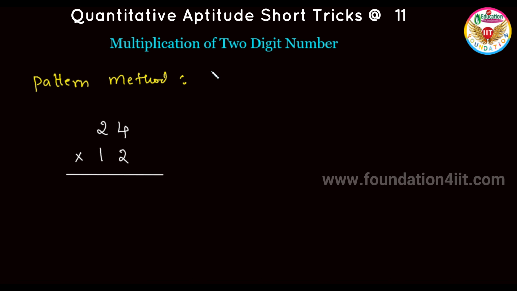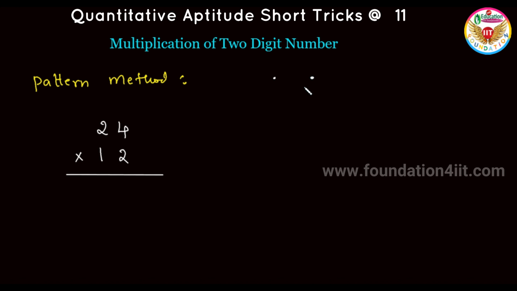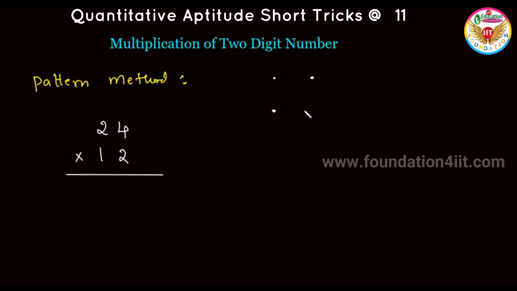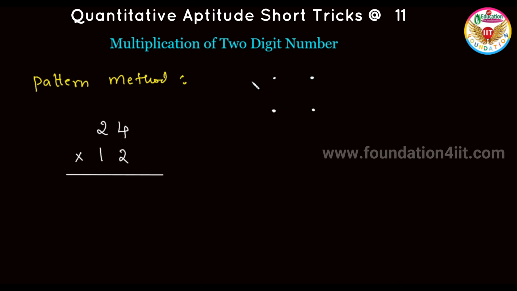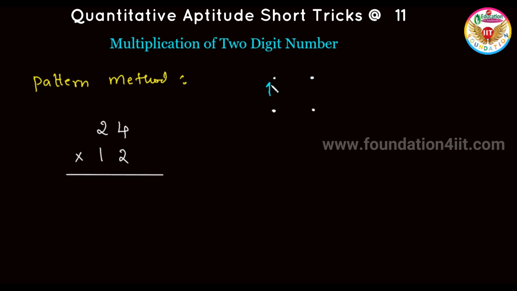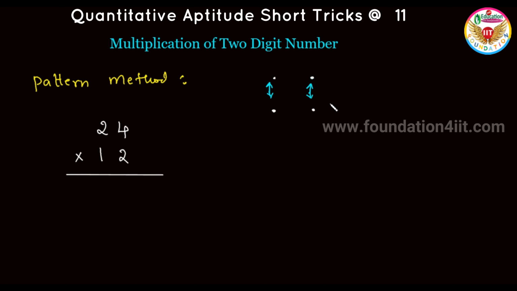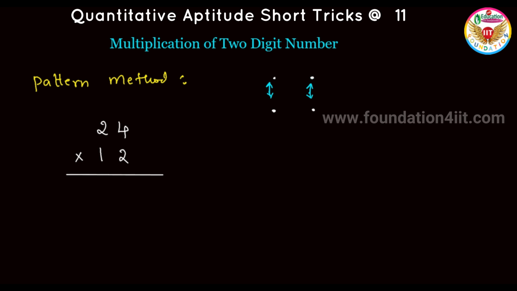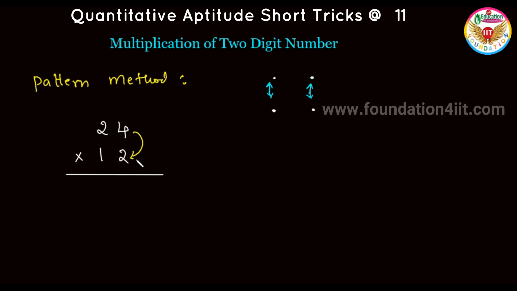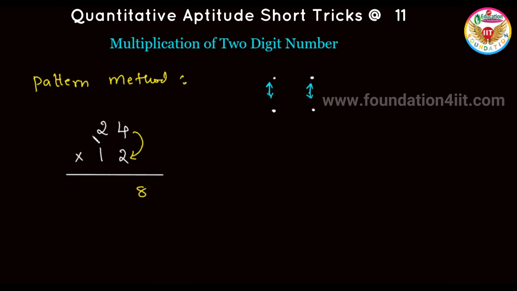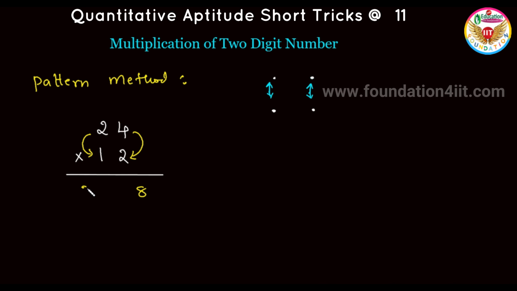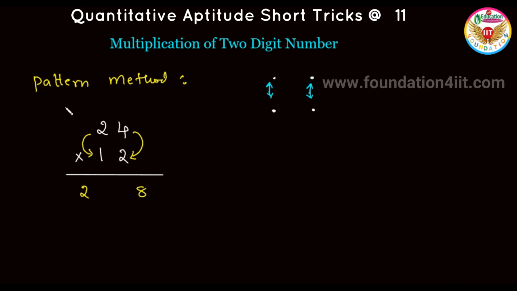This pattern method is, we have the two digits of the first number and two digits of the second number. First you need to multiply the left side numbers, and the right side numbers. That means 4 into 2 is 8. Next, left side, 2 into 1 is 2. Left side and right side you can write.